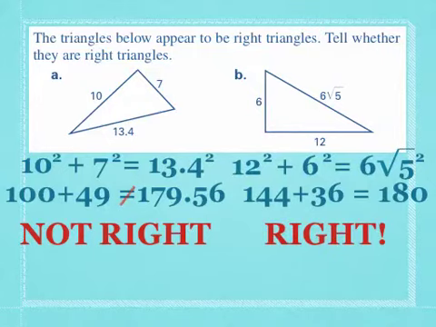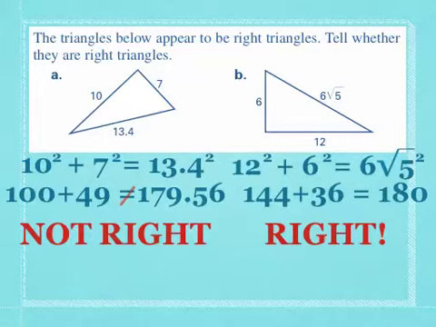So when you apply the Pythagorean theorem, remember that the longest side has to be plugged in for the c, or it has to be alone on one side by itself. And then if the Pythagorean theorem works, then it is a right triangle. If the Pythagorean theorem does not work, or you do not get an identity, then it is not a right triangle.